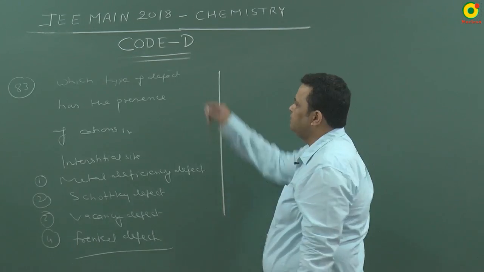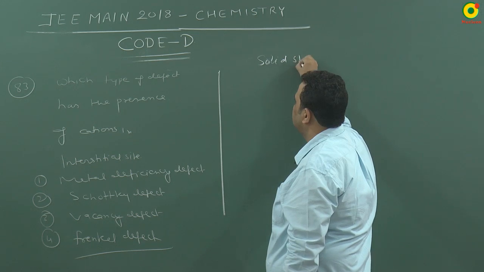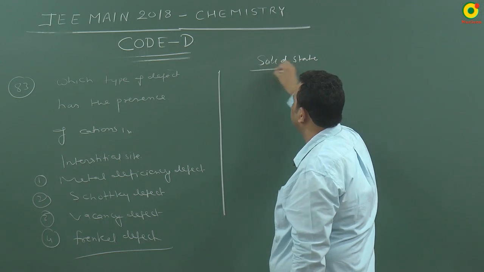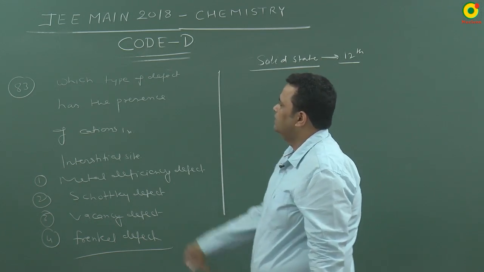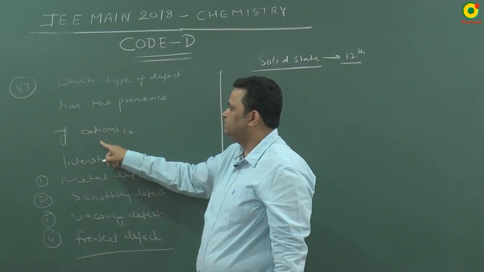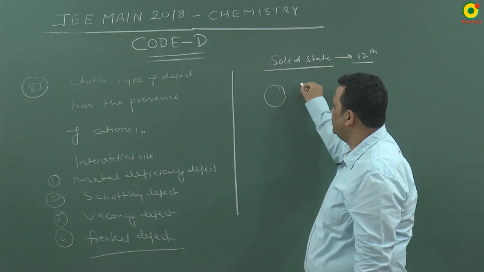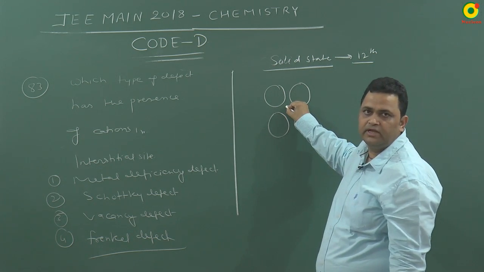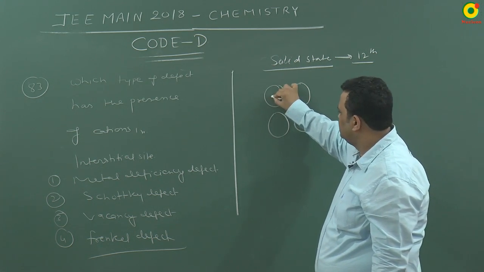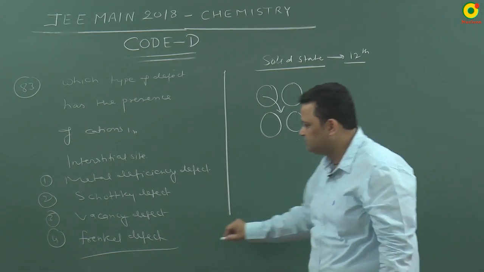This question is from the solid state chapter, and the portion is defects in solids. Solid state is a 12th class chapter. He is asking which type of defect has the presence of a cation in an interstitial site. What is an interstitial site? In the arrangement of the solid, the vacant space is called an interstitial site. So if a small atom comes into this site, the effect is Frenkel defect.